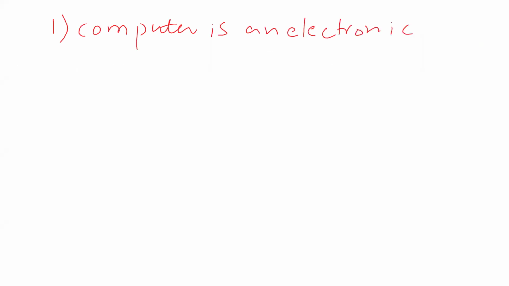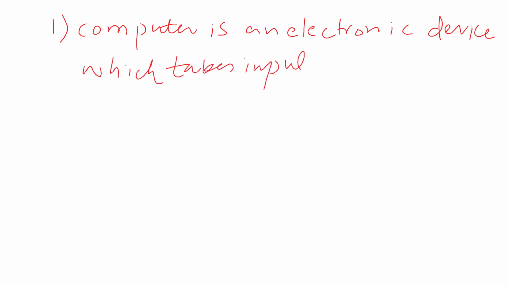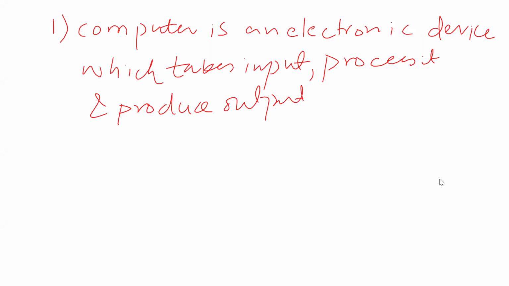First one, I'm writing a simple definition. Computer is an electronic device which takes input, processes it, and produces output, plus storage, to store the data. So this is the basic function of computer.